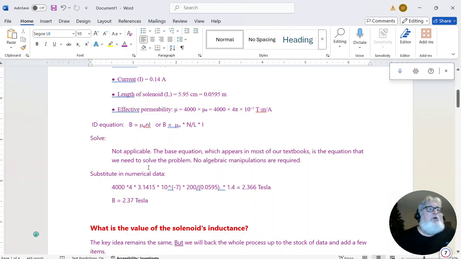Okay, let's substitute in some numerical data. Here's your magnetic permeability. Here's the vacuum magnetic permeability, but we're going to multiply that by 4,000. Here's our turn density, 200 divided by, not 5.95 centimeters, but 0.0595 meters. I did it again. Watch that.